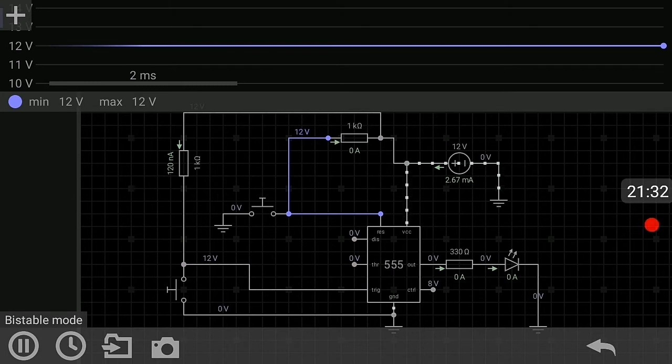Now, let's see the actual circuit on my breadboard.